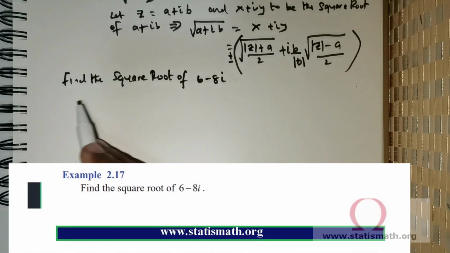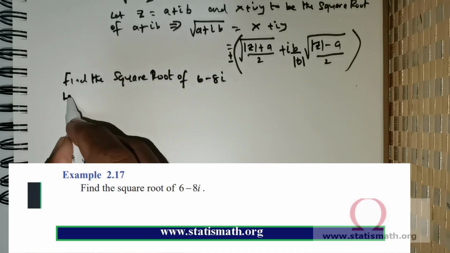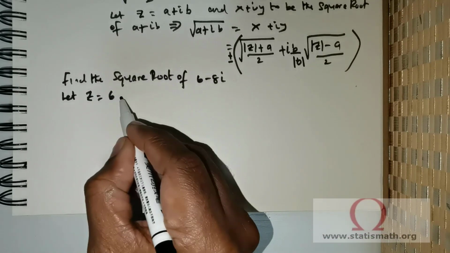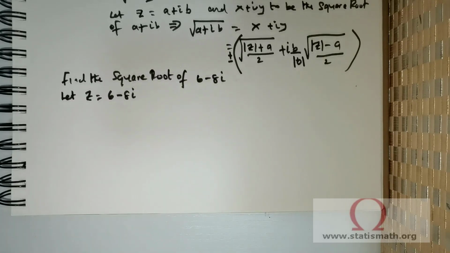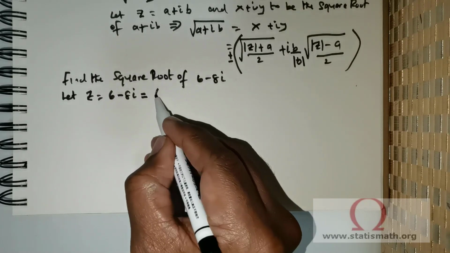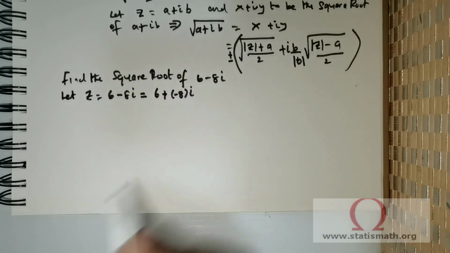Students, we are asked to find the square root of 6 − 8i. So I would start off by assuming, let z be equal to 6 − 8i. We are expected to find the square root of this quantity. So what I'm going to do is write this as 6 + (−8) times i.